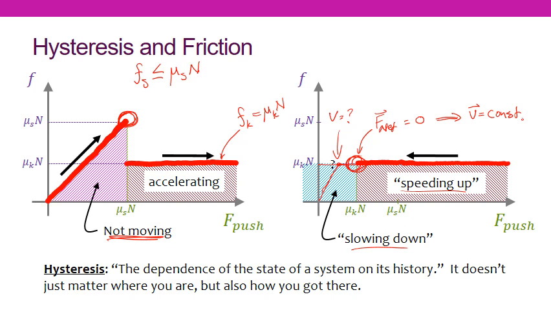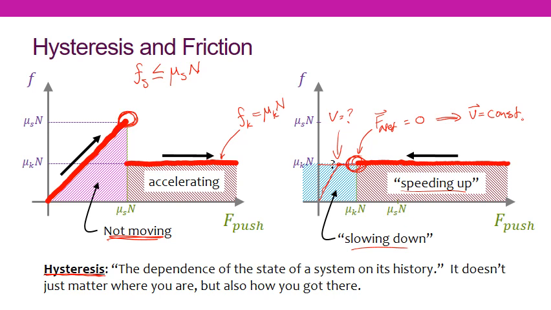So friction is quite odd because of this. This is, by the way, the property of hysteresis. It is the idea that the state of our system doesn't just depend on the values of our system, but it actually depends on how it reached those values. It doesn't only matter where you are, but it matters how you got there. Hysteresis is an effect that shows up in a lot of different systems.